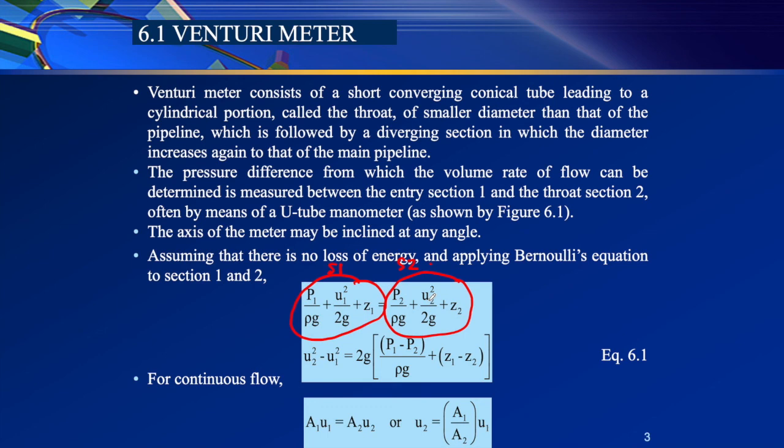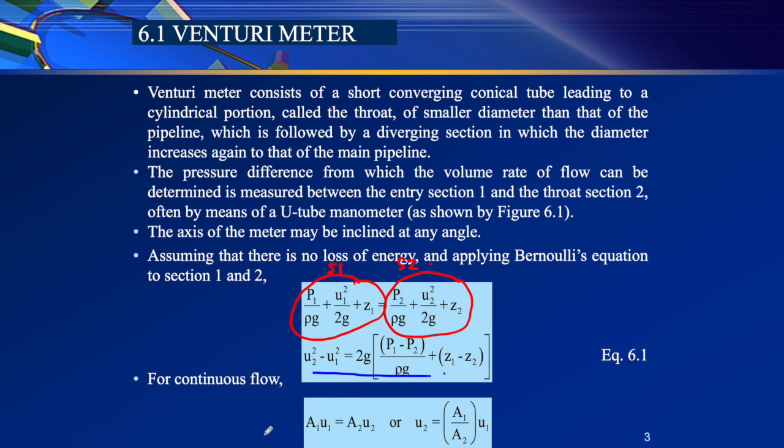Okay, so therefore we have no terms that will be zero in our Bernoulli's equation. Then we proceed to rearrange the equation. Our objective here is to find the velocity at point 1. Therefore, we rearrange so the left-hand side will be the velocity terms, and the others will be on the right-hand side. So your equation will become like this.